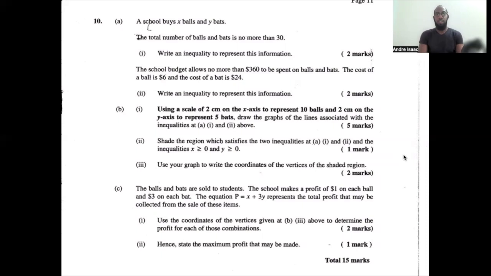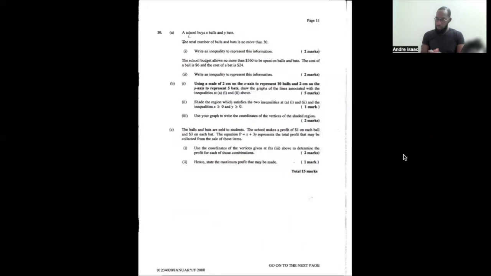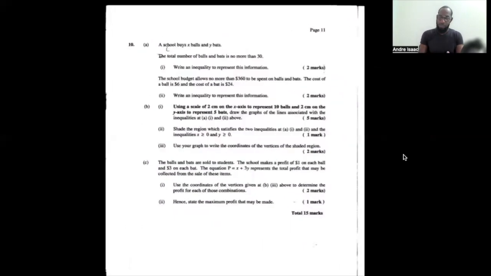We're going to look at a linear programming question. This question is taken from the January 2008 CSEC Paper 2. The question is extremely long, so we're jumping right into it.